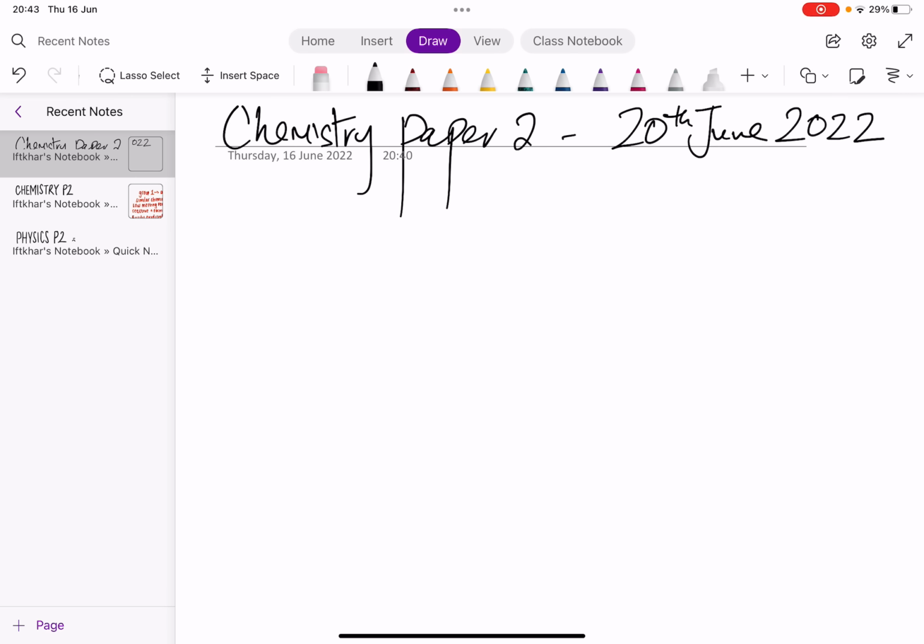You will be tested on relative formula mass, on empirical formula, on moles. So just to save time, you need to revisit these calculations.